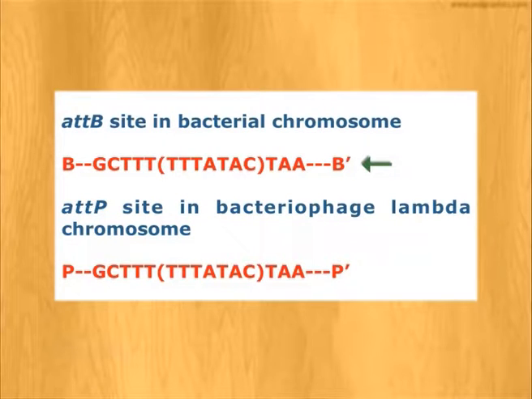The recombination occurs via formation of a Holliday junction and exchange and rejoining of the DNA molecules to form two recombinant DNA molecules. The attachment sites present in the bacterial chromosome as well as in the bacteriophage lambda genome have a sequence like this: a 15 base pair common sequence flanked by dissimilar sequences, B prime in the bacterial chromosome and P prime in the lambda chromosome. And this bracketed 7 base pair sequence actually takes part during the site-specific recombination.